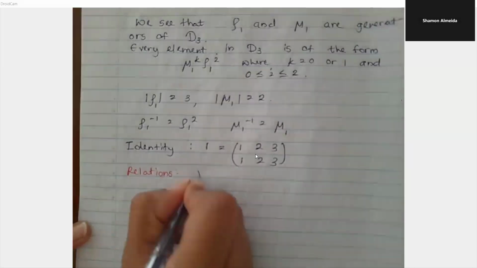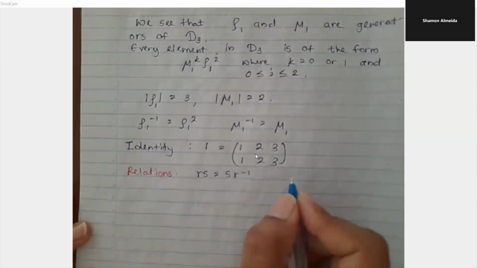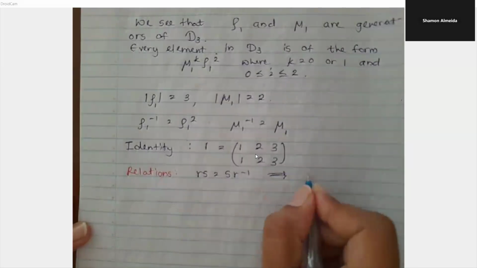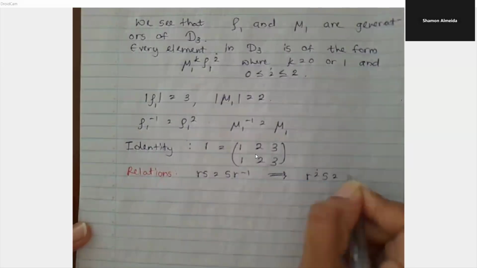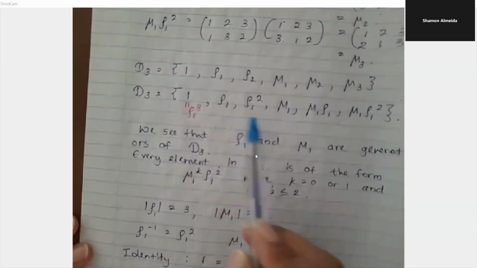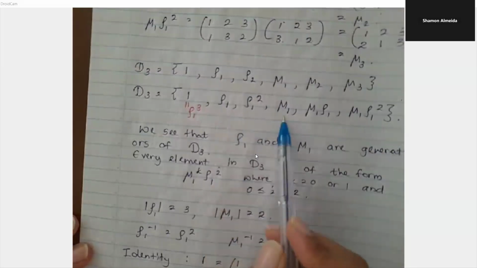We have RS^2 equal SR inverse, right? And using mathematical induction and extending this, we see that for any i, we have R^i S equal S R^(-i), right? Now say you want to find the inverse of mu1 rho 1, and observe that the inverse of rho 1 is rho 1 squared. Then what is the inverse of this element? Rho 1. The inverse of mu1 is itself. The inverse of the identity is also itself.